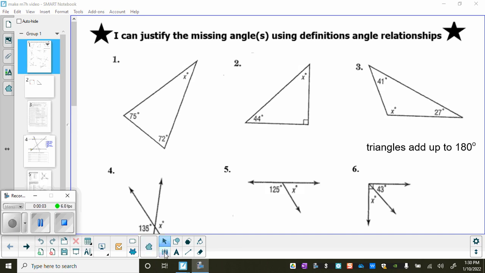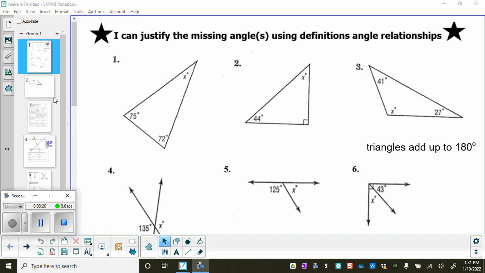Hey there, welcome to the video where we're going to use some of the angle relationships that you learned about in the last class to actually justify missing angle measures in certain images that we see below here. So for the first three, 1, 2, and 3, you'll notice that they're all a missing angle within a triangle. And I want to remind you guys that triangles add up to 180 degrees.